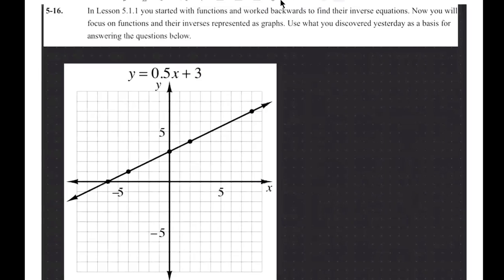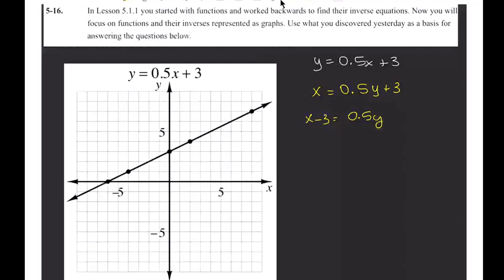So last week, in section 5.1.1, we took our equation y equals 0.5x plus 3. When we wanted to find the inverse, what was the first thing we did? Switch the x and y's, right? And then we ended up with x equals 0.5y plus 3. Then we wanted to solve it for y, so we subtracted 3. And then to get rid of the 0.5, we can either divide by 0.5, or that's the same thing as a half, so we can multiply both sides by 2. So you'd have 2x minus 6 equals y.